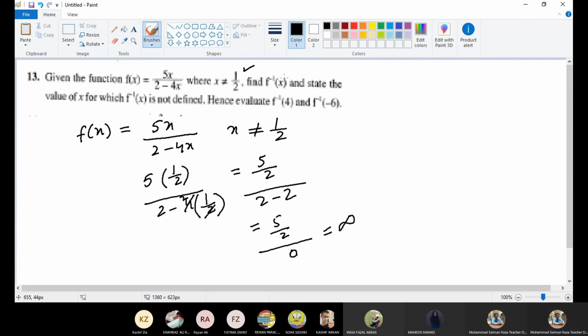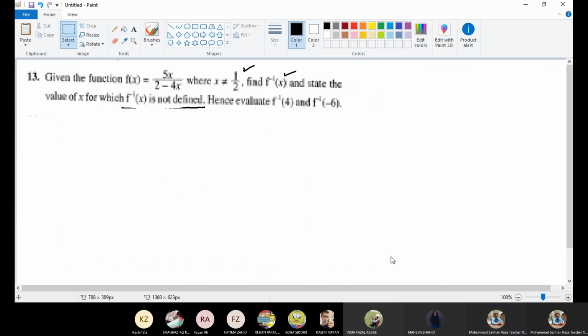You need to find the inverse of this function, and then state the value of x for which f inverse of x is not defined. This is an additional part. So let us see how to solve these types of questions when they appear in our ICSE examinations. So let us start. f of x is equal to 5x upon 2 minus 4x, and we cannot place the value half over here. So it's better that I find f inverse of x.